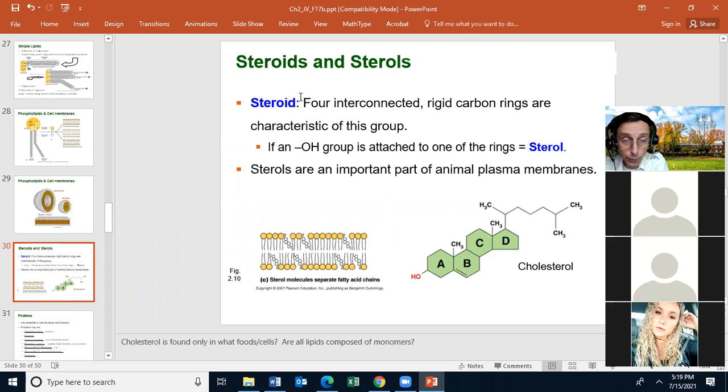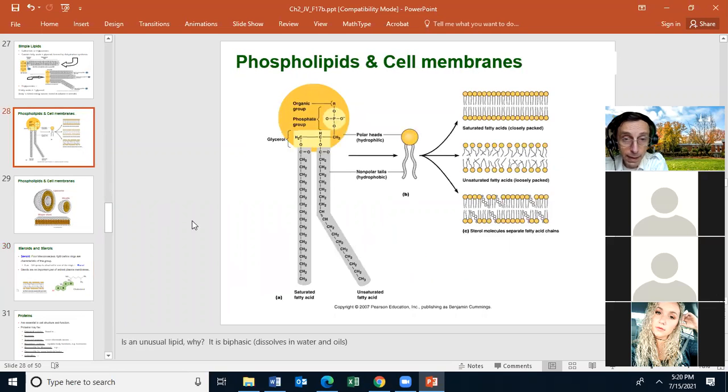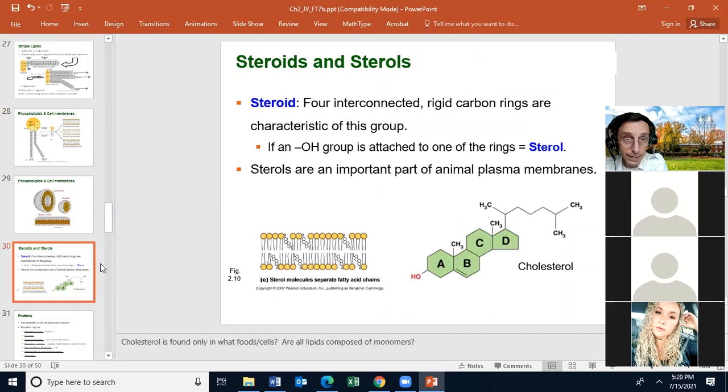Steroids are the one lipid which is not made up of a fatty acid and a glycerol. Of course, a phospholipid also has a phospho group to it, but lipids are typically made up of glycerol and fatty acid. And we can call these monomers of the fatty acid. So most lipids are made up of monomers, but not the steroids and the sterols. They are one molecule like this, and there is no monomer to them.